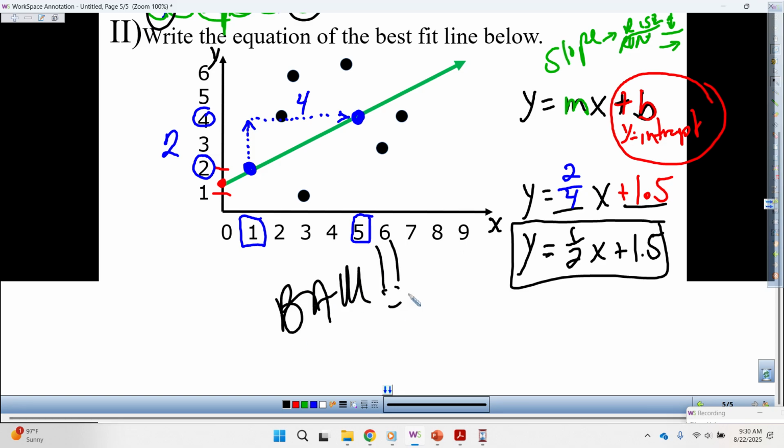Bam! Let's go. How we got it? Got it? Yes? All right.